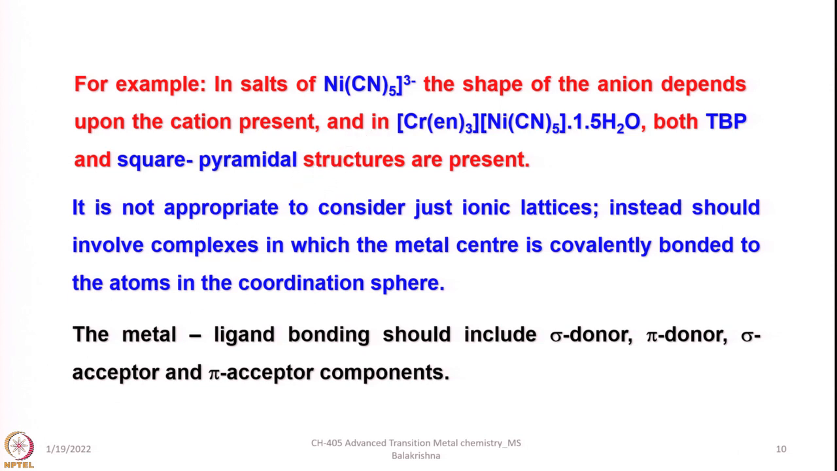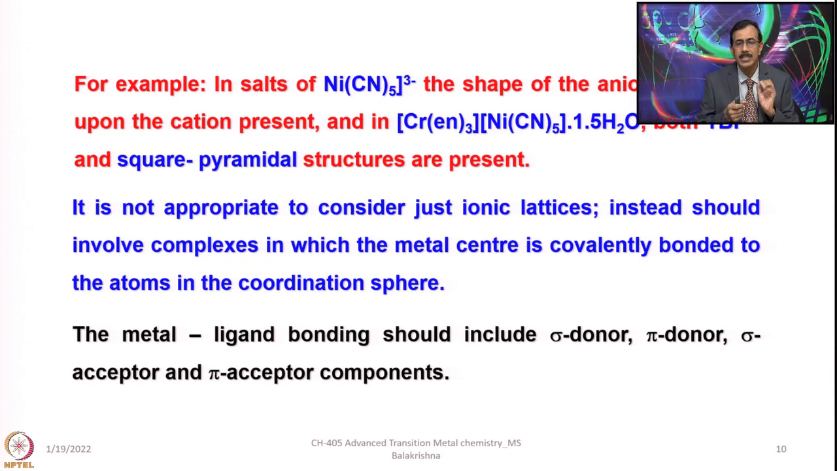That means it is not appropriate to consider just ionic lattices, instead we should consider complexes in which the metal center is covalently bonded to the atoms in the coordination sphere. The metal-ligand bonding also should include not just sigma donor but also pi donor and also sigma acceptor as well as pi acceptor components. Of course, you can understand these things very clearly when we talk about the classification of ligands.